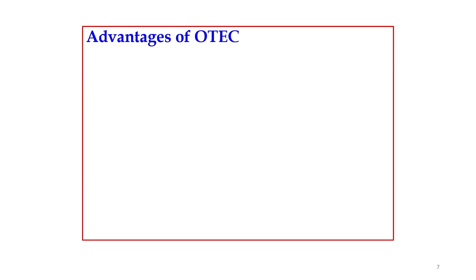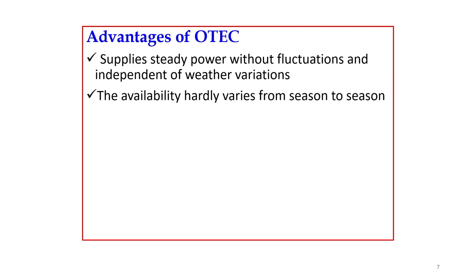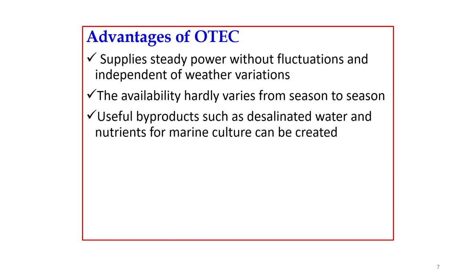Now let us discuss its advantages. It supplies steady power without fluctuations and independent of weather variations, which is one of the very important aspects. The availability hardly varies from season to season. The useful products such as desalinated water and nutrients for marine culture can be created.